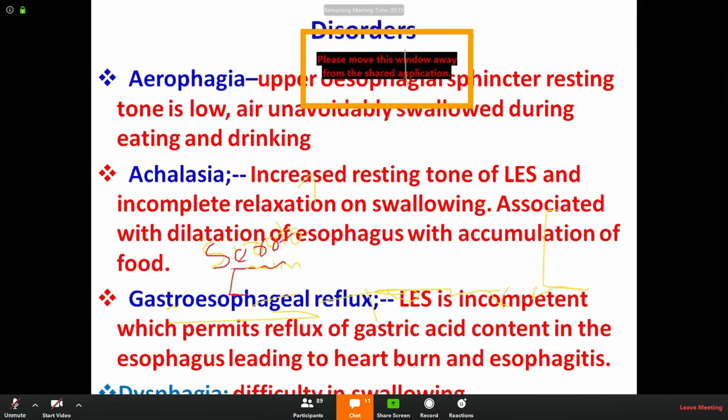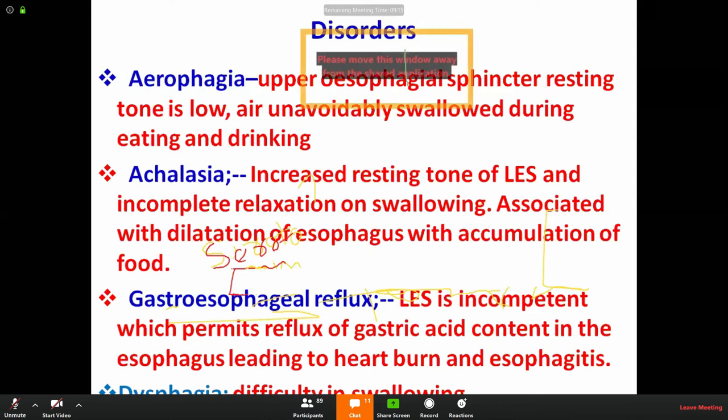The treatment for achalasia cardia is the injection of botulinum toxin. Whenever botulinum toxin is injected in the musculature of the lower esophageal sphincter, it produces relaxation there and the food particles go downwards.